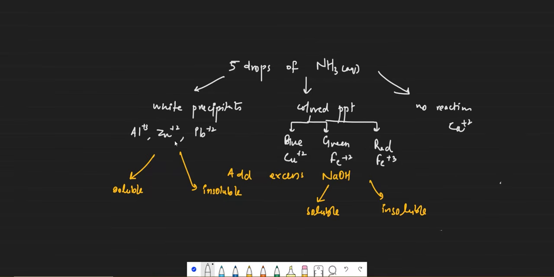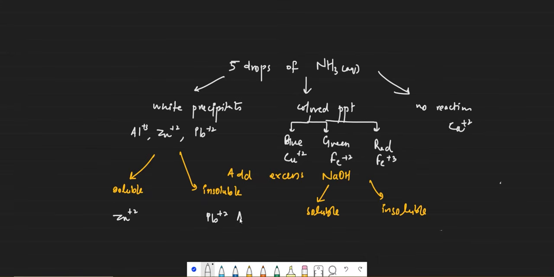Okay. And then you dissolve them in excess. Then you add excess ammonia. Again, there are 2 possibilities. Only zinc dissolves. Only zinc is soluble. Rest of them are insoluble.